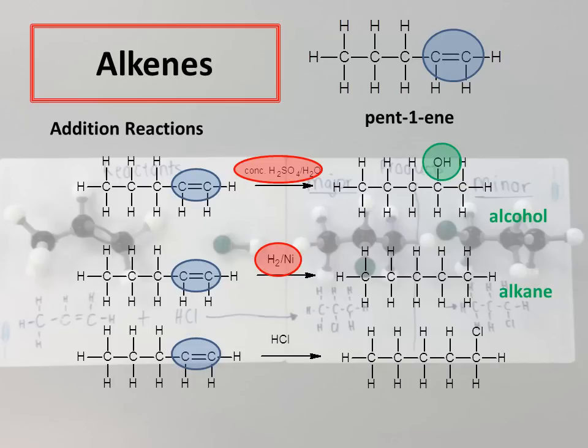Notice here, this one is actually following Markovnikov's rule. You might remember that from last year. So we have a hydrogen added to the carbon that has the most hydrogens already. That's this carbon on the right, it already has two. And we have the chlorine added to the other carbon. Okay, let's have a look at the next slide.